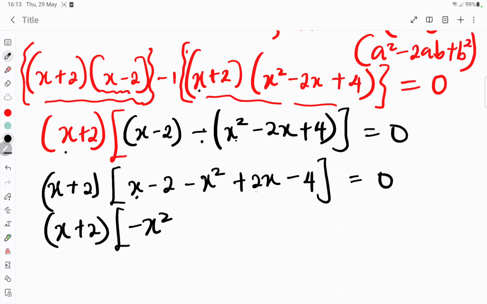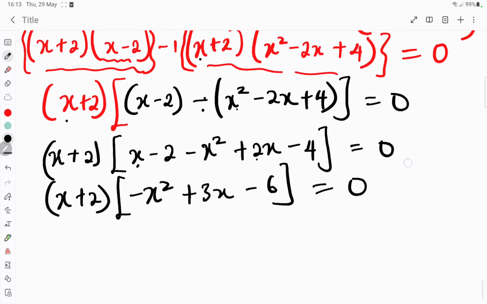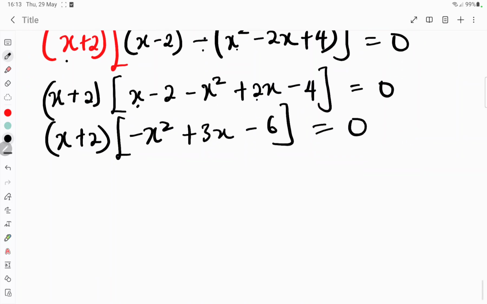Then x plus 2x will give you plus 3x. Minus 2 minus 4 will give you minus 6. And all of this is 0. On getting this, these are two terms. When two terms multiply to get 0, one of them is 0 or both of them are zeros. So we say that x plus 2 is equal to 0, meaning that x is equal to minus 2, because we subtract 2 from both sides.